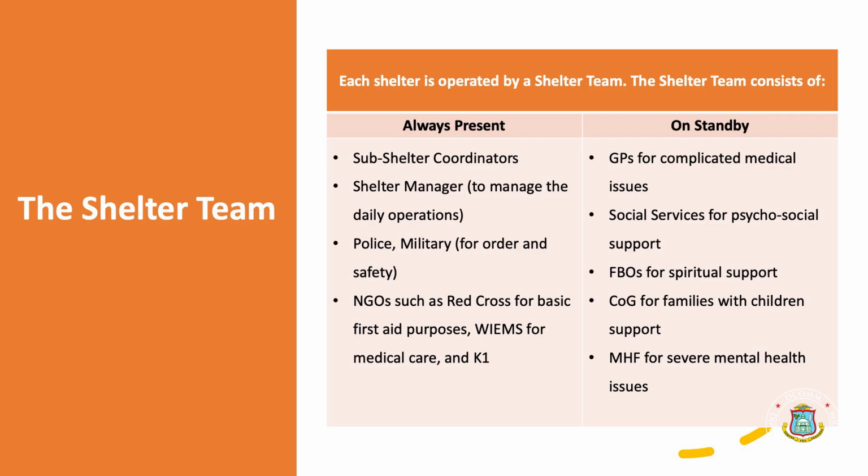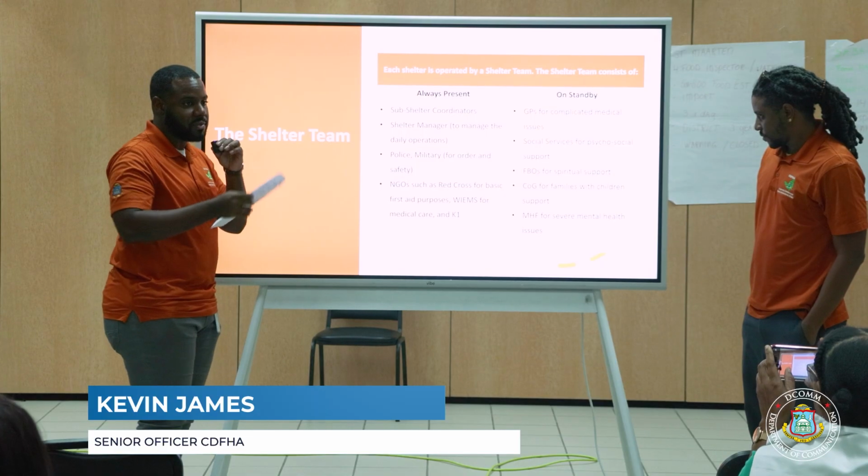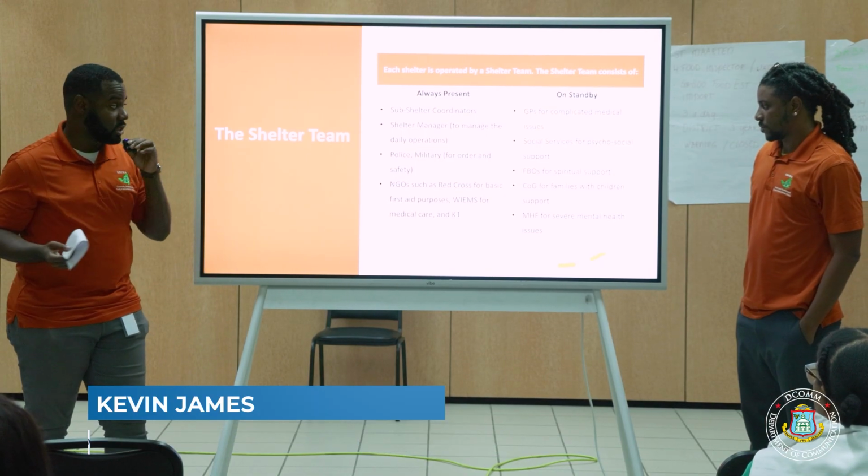So now here we have what we call the shelter team. These are the persons who come together to operate the shelter and take on the different roles required for it to operate. We divided it into 2 sections. There are those who are always present, so there will always be someone in one of these roles at any active shelter. And then you have those that are on standby. So this is more operational and this is more tactical, where you have a specific need or service that someone has to provide.